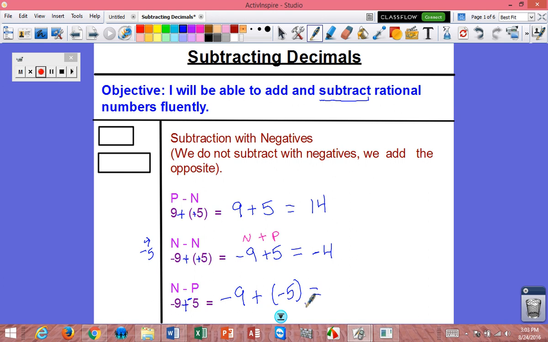And remember, if we're adding negatives together, we're just trying to find the total number of negatives. So if we had 9 negatives and 5 negatives, we would have a total of 14 negatives. Alright, so the goal here is really just to take these subtraction problems and change them to an addition problem, and then you can just refer back to the rules from the last video.